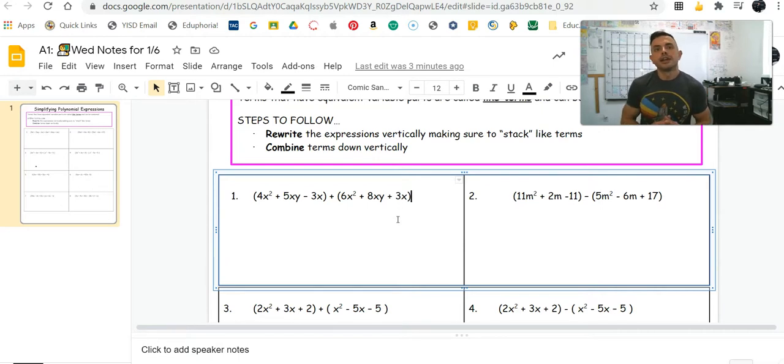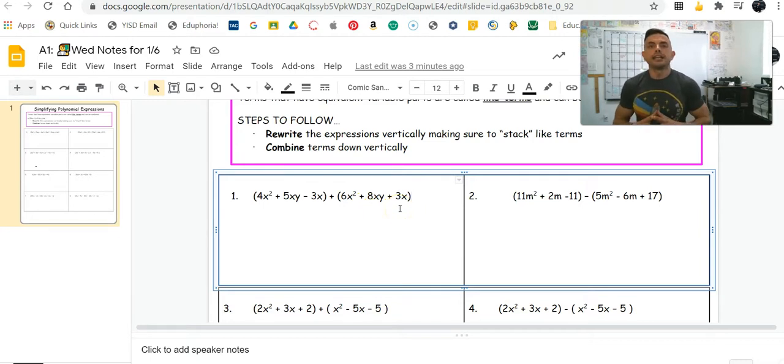Terms are also defined by how many of those things there are. So, for example, we have 4x squared plus 5xy and negative 3x attached to it. Notice how I said that, because when you're adding or subtracting polynomial expressions, the signs in front of the numbers are also included in the way you're going to add, subtract, multiply and divide later on. Here we have positive 6x squared plus 8xy plus a 3x attached at the end there.